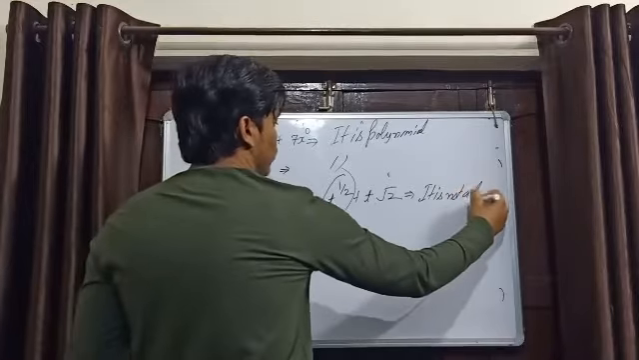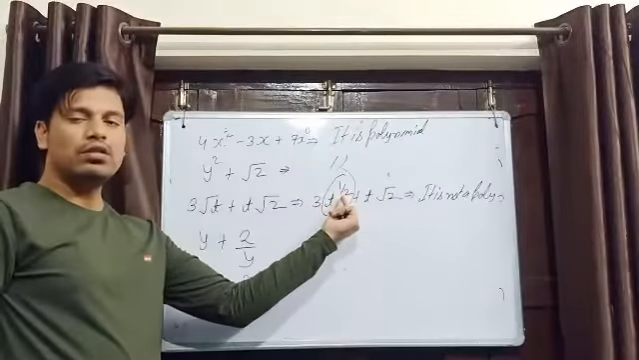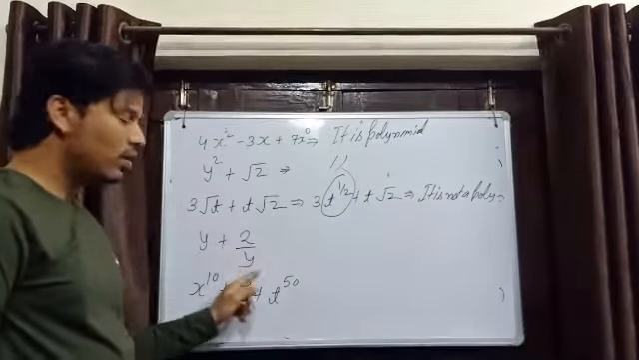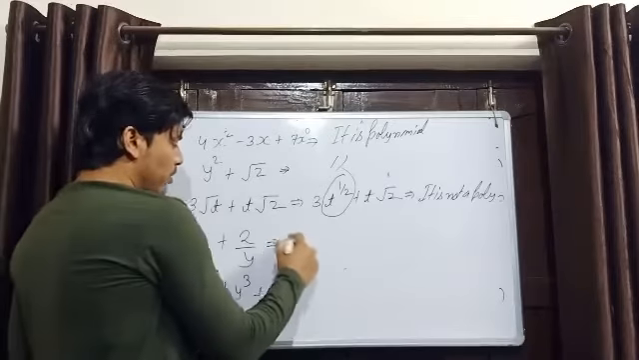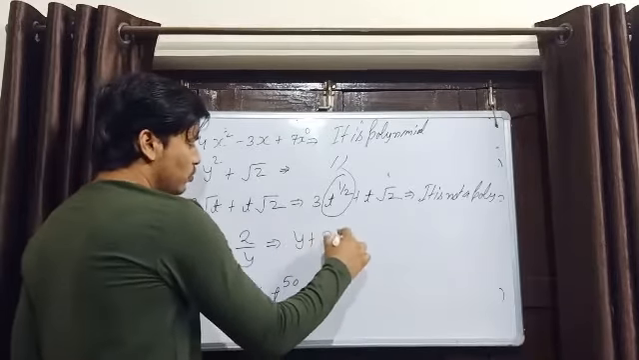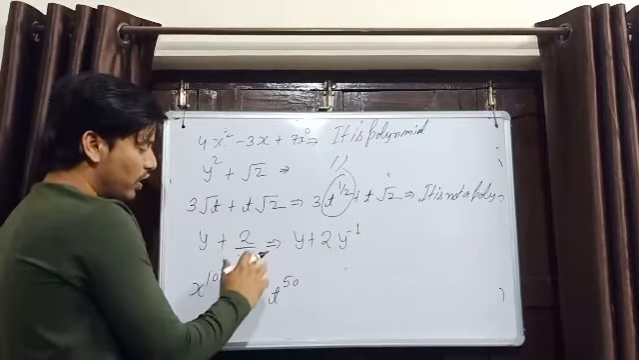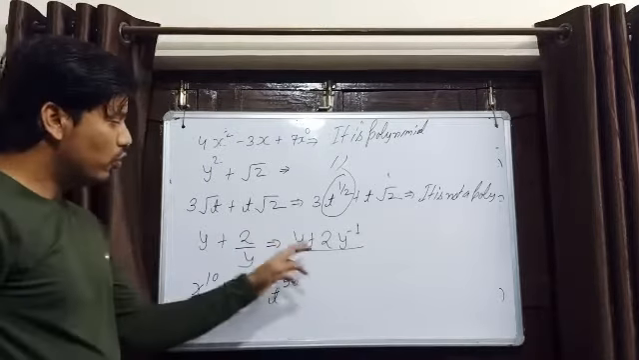It is not a polynomial, because the power is not a whole number. Y plus 2 upon y: y is a variable, but is this a polynomial? If we write 2 upon y as 2 y to the power minus 1, the reciprocal 1 upon y has power minus 1. Does that mean it is a polynomial?